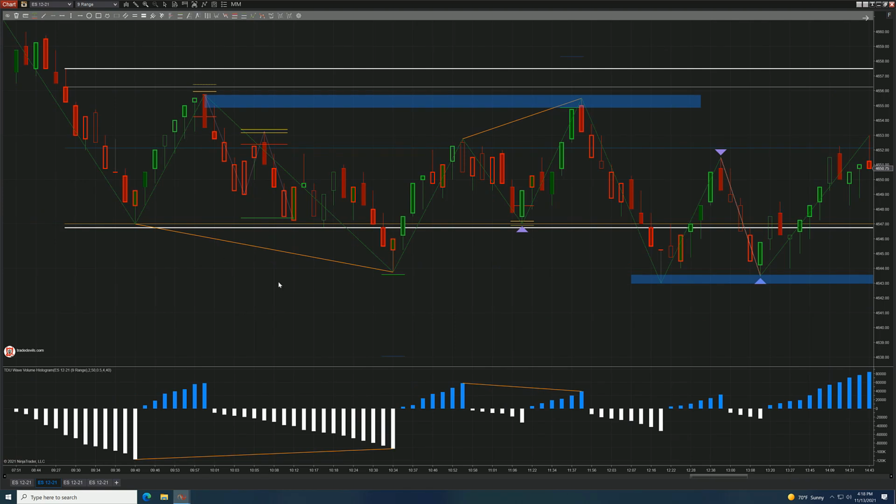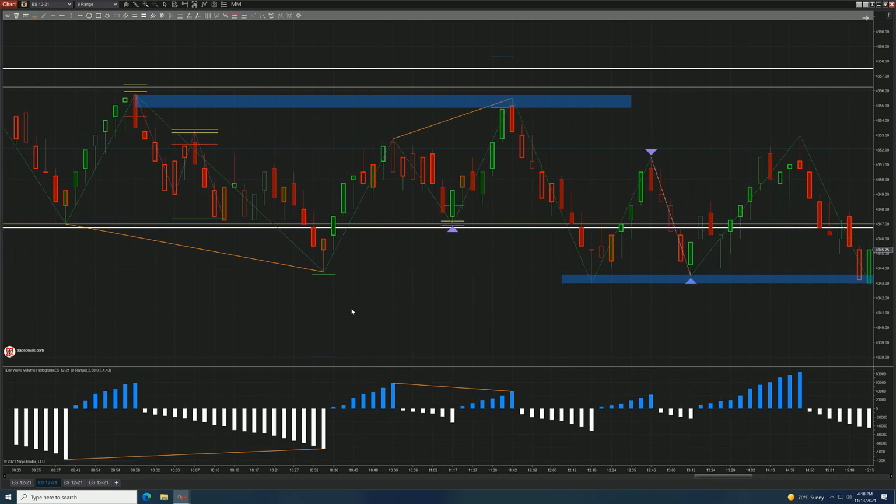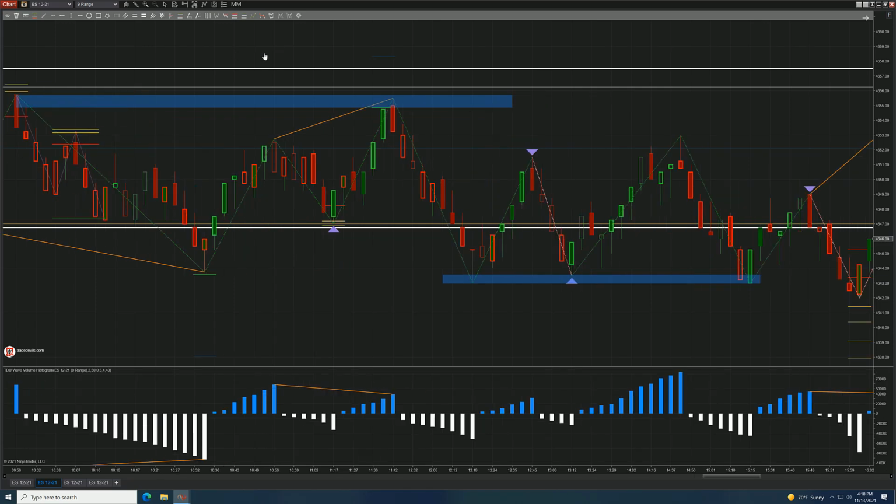Okay, I think that covers the mechanics of this. Now let me pause here, and we'll put this all together in the full template with the cum delta and some of the other things that we would recommend that you trade this with. So back in a sec.